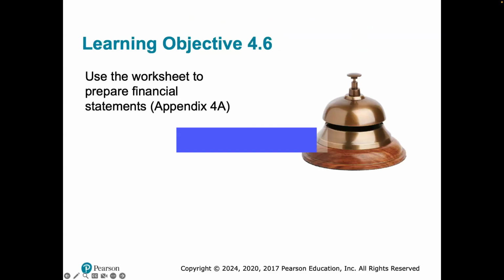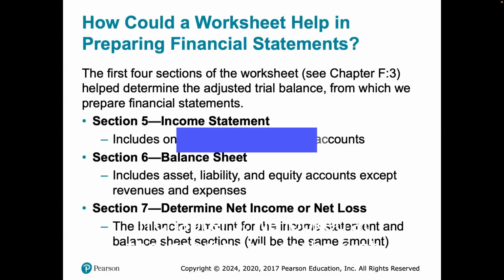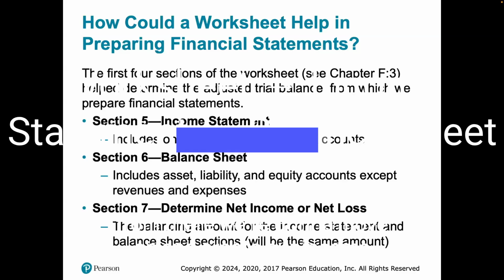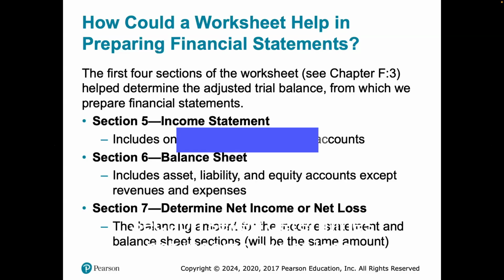So let's continue with the worksheet that we looked at in the prior chapter, chapter 3. In chapter 3, we looked at the unadjusted trial balance, then our adjusting entries, and then our adjusted trial balance. In this section, we're going to carry on into section 5, the adjusted trial balance, and from there we're going to move on and create our income statement and our balance sheet. Section 7 determines net income or net loss. The balancing amount for the income statement and the balance sheet sections will be the same amount.